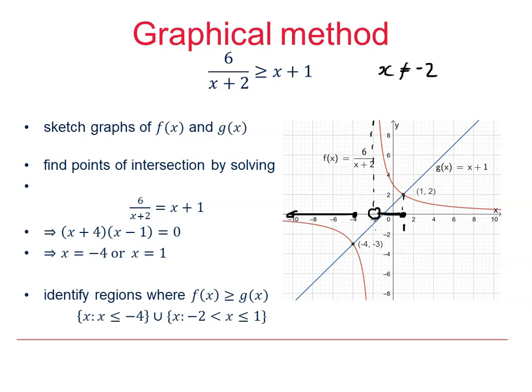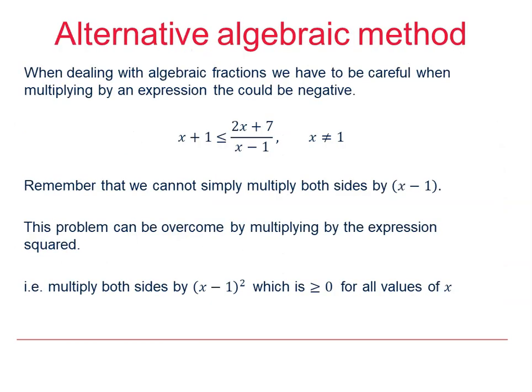Now sometimes the graphs involved were not as simple as that, so we have an alternative method which is based on algebra rather than the graphing. And here's an example of that where we've got x plus 1 less than or equal to 2x plus 7 over x minus 1. Now we did meet this in an earlier video, and remember we did it by combining these as a single algebraic fraction.